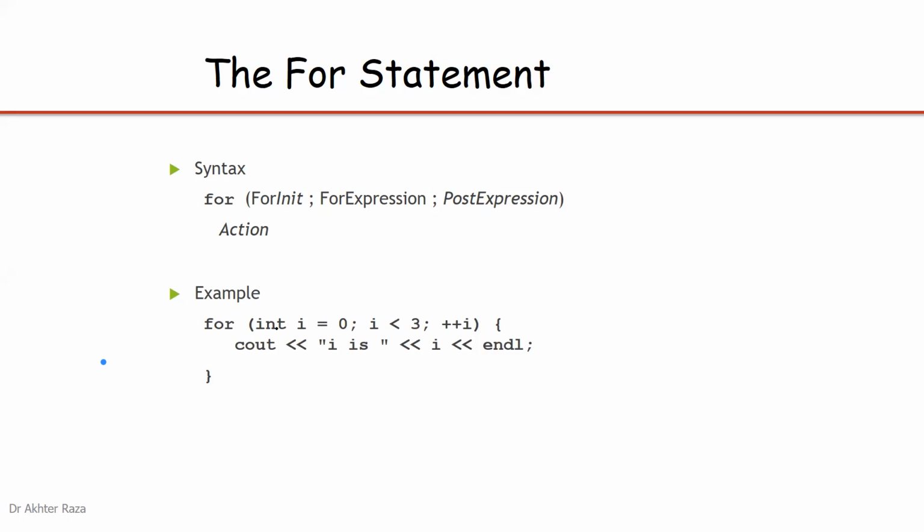As an example, we have declared int I is equal to 0, then I is less than 3, plus plus I. Because cout is within the loop, 0 will be printed, then 1 will be printed, and 2 will be printed, but 3 will not be printed. 0 will be printed because this plus plus I comes after completing one cycle of the loop.